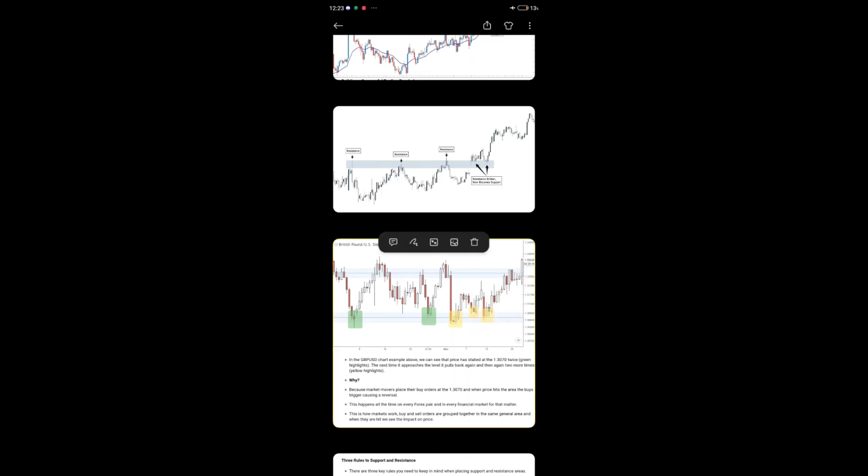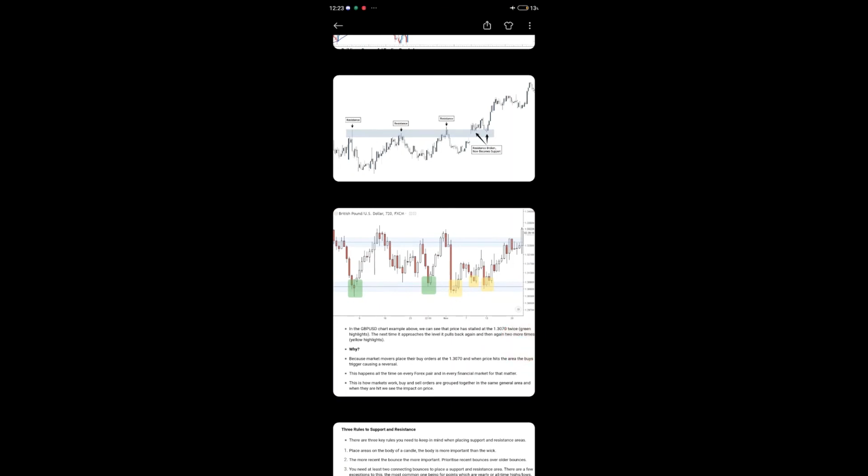And this happens all the time in each forex pair, and in every financial market for that matter. This is how the market works: buy and sell orders are grouped together in the same general area, and when they are hit, we see the impact on price.